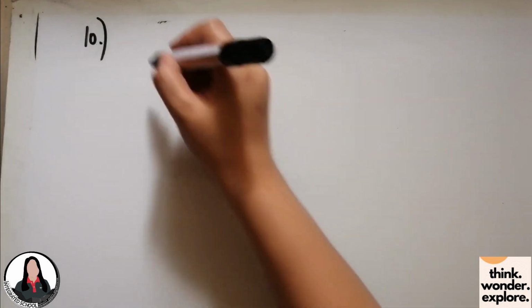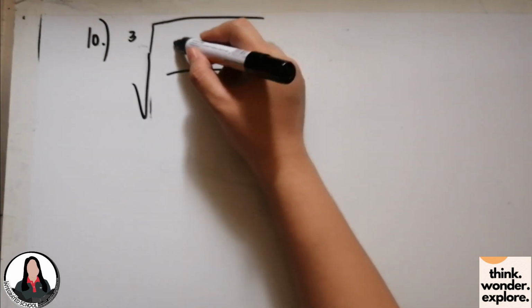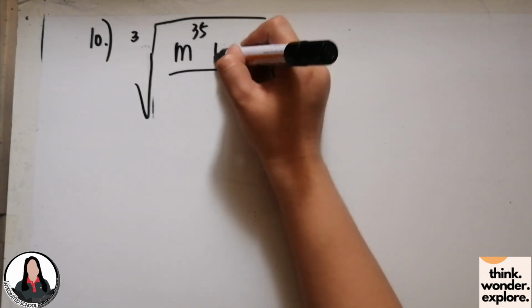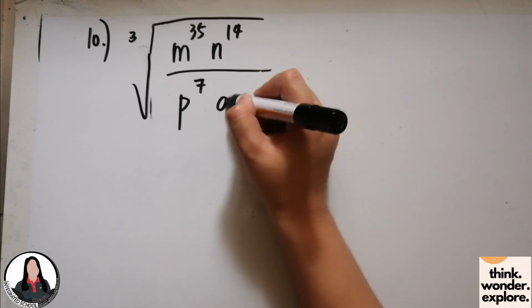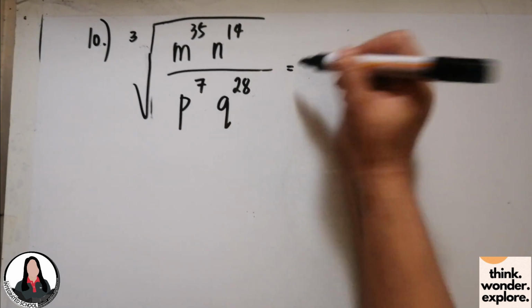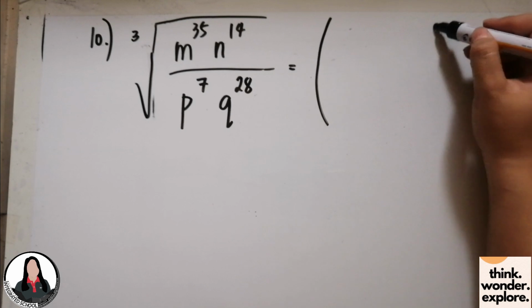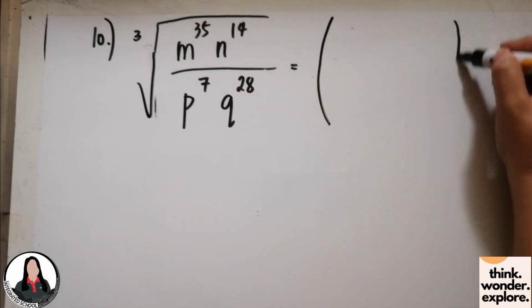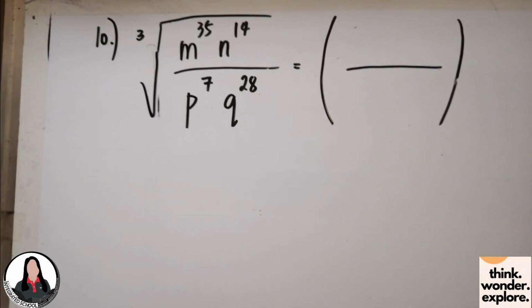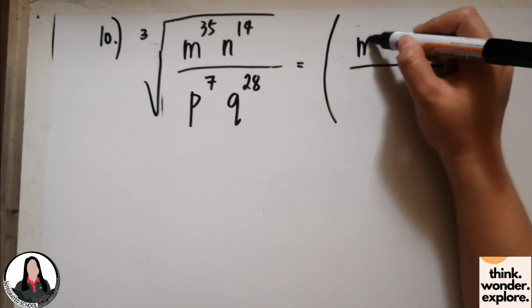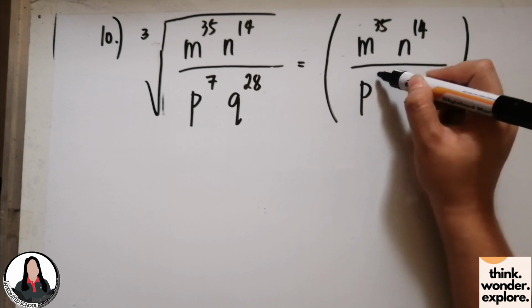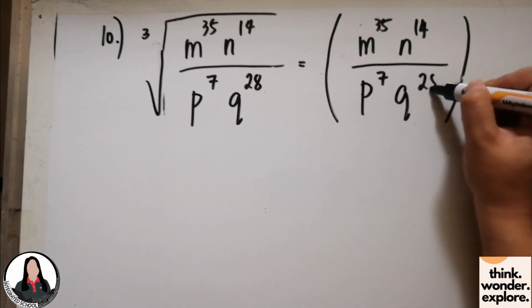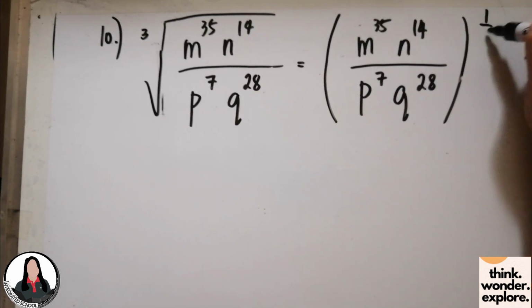For the last example, number 10, we have the cube root of m raised to 35, n raised to 14, p raised to 7, and q raised to 28. So, rewrite natin siya into rational exponents or exponential with rational exponents. So, it will become m raised to 35, n raised to 14, p raised to 7, and q raised to 28. Quantity raised to 1/3.